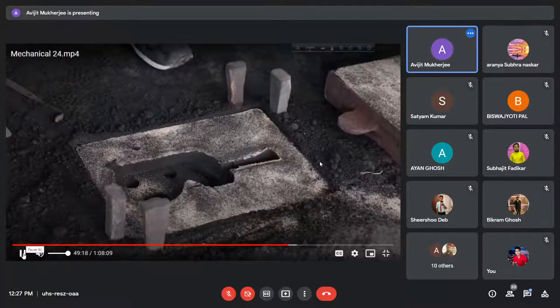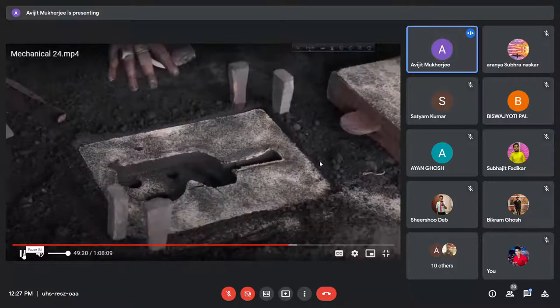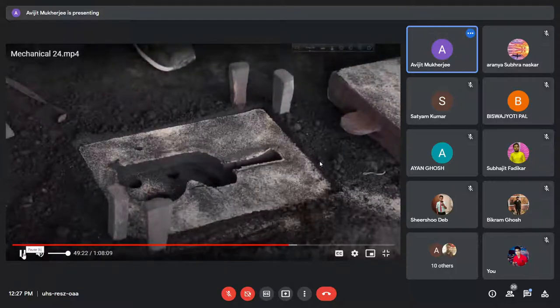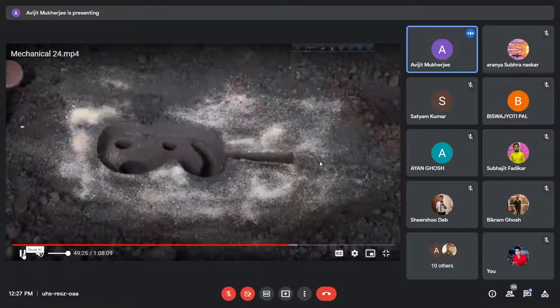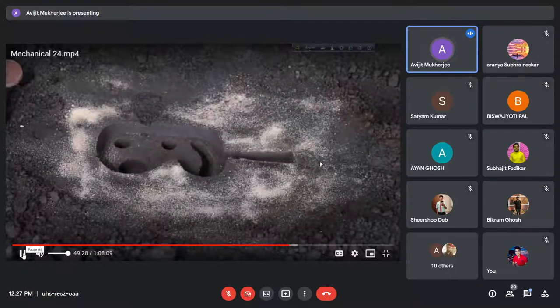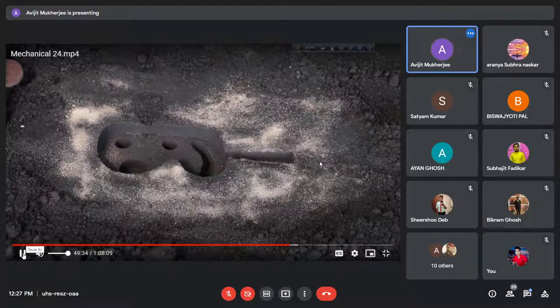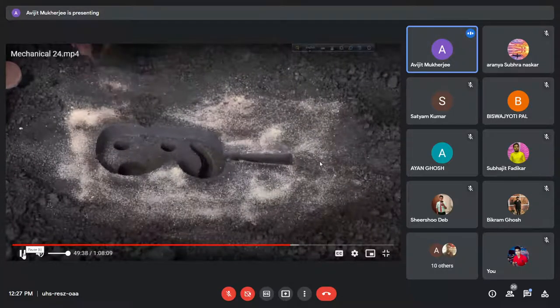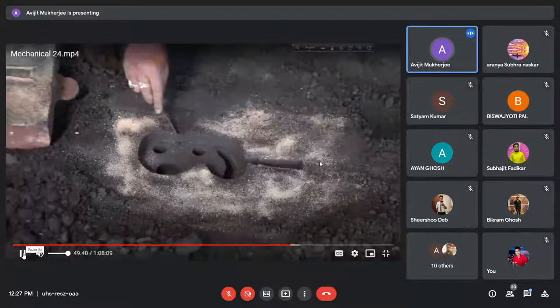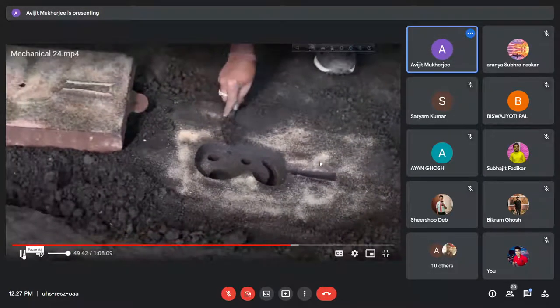While pulling this out, you will get a mold cavity out here. Now, after taking out the pattern from there, you can see a mold cavity has come up. Now, we need to cut the gate so that we can pour the metal from the cope so that it enters the drag portion. So we need to take this finger here again and cut a gate over here.